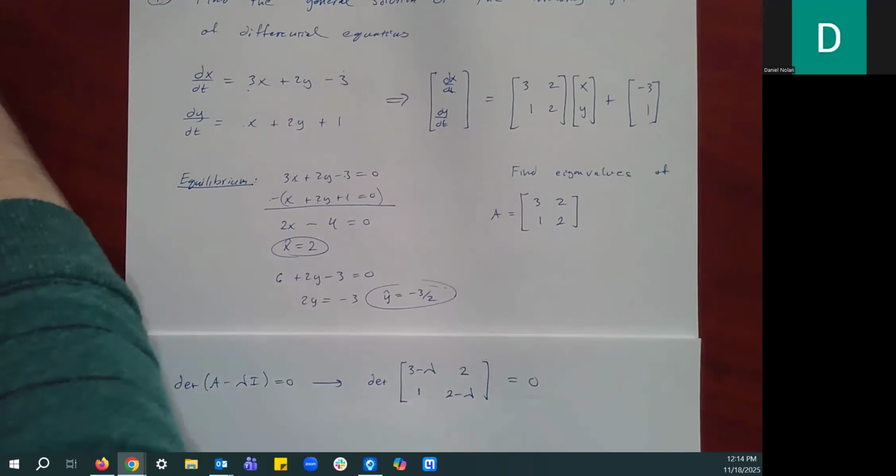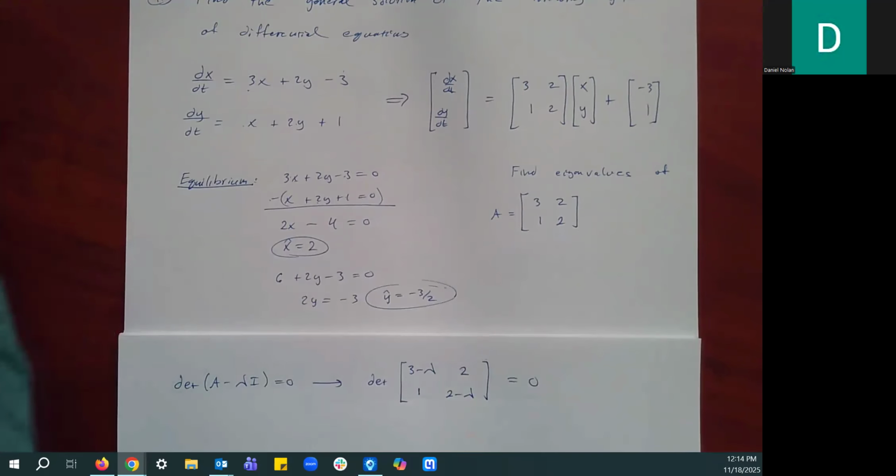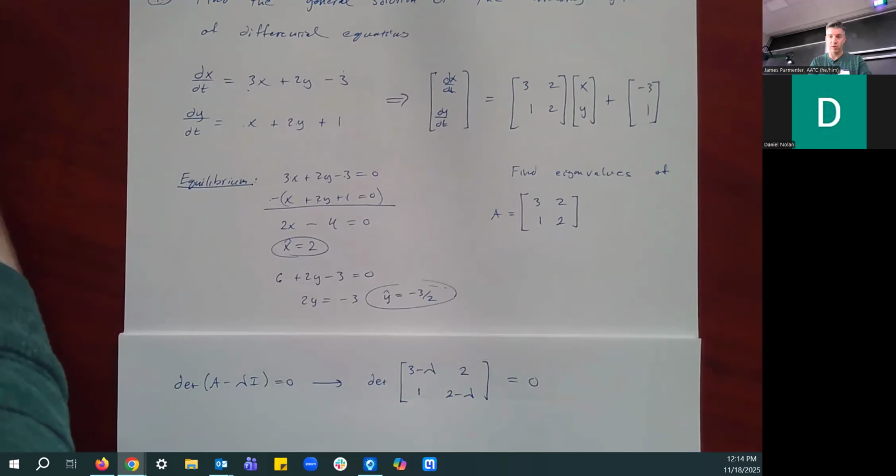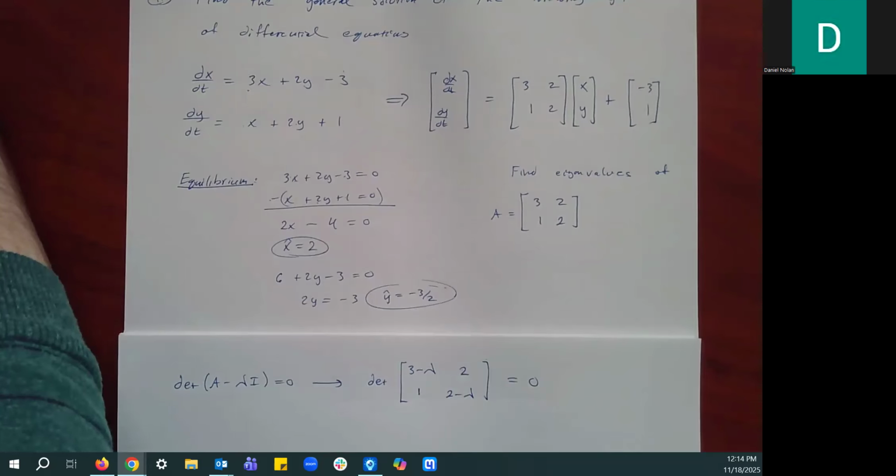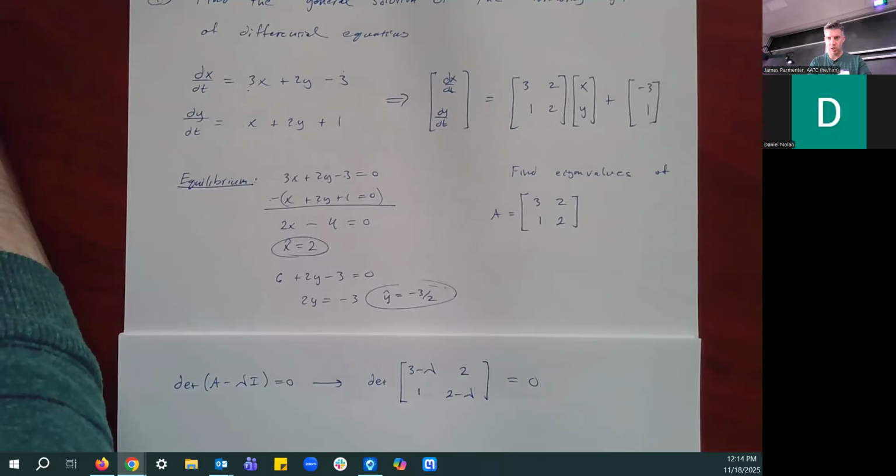For those of you joining us on Zoom, we're just finding some eigenvalues of a matrix right now. We're finding the solution to a non-homogeneous system of differential equations. Let me go ahead and give you the sign-in sheet.